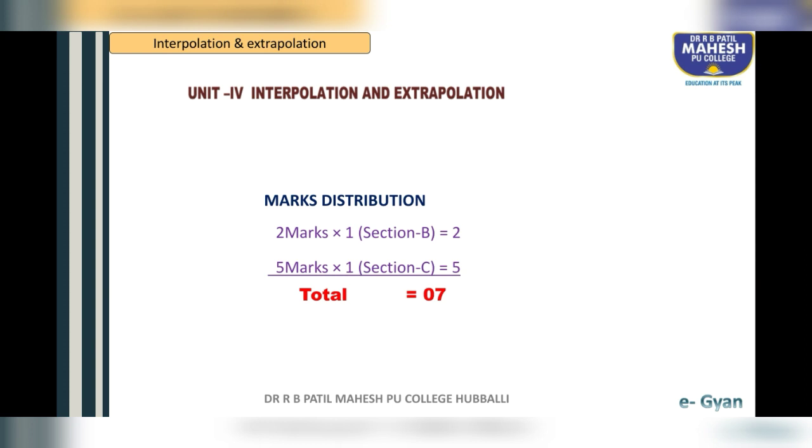In this chapter, students, there are total 2 methods. One is the binomial expansion method and the second one is Newton's method. Out of these 2 methods, for 5 marks, one method example is compulsory. So in this chapter we are getting total 7 marks. Let us start the chapter.